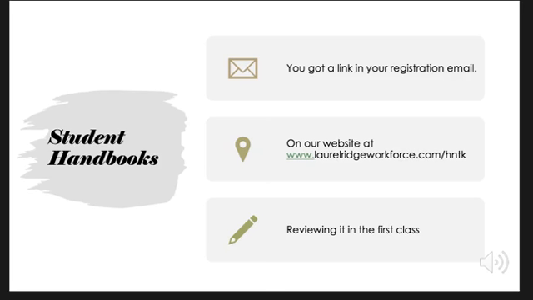As we get started with our course, we want to make sure that you understand all of the expectations that we have for you, and we want you to also understand what you can expect from us during your class. So we are going to go through the student handbook. We don't want any of this to be a surprise to you, so that's why we've created the handbook.